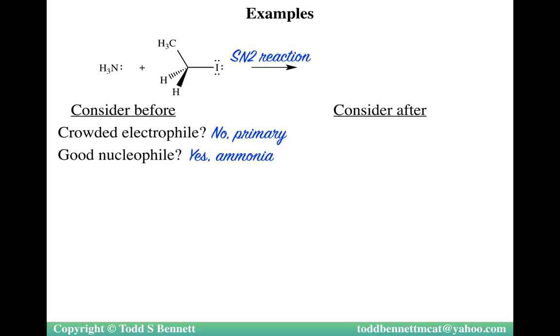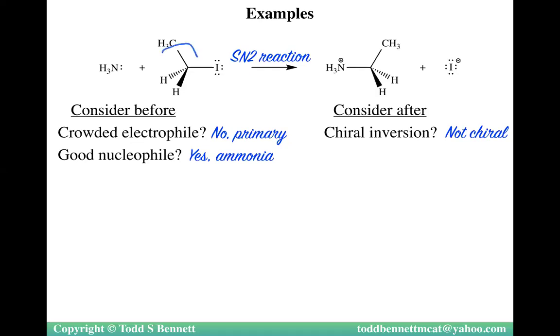Afterwards, inversion. Inversion, yes, but chirality, not chiral. You didn't have an R and S to begin with, so you can't have any chiral inversion. The molecule did invert. These groups did move over so that they were on the left side. Now they're on the right side. But there was no change of chirality. So the molecule inverted on itself, but there was no chiral inversion. There's no chiral center change. Fast or slow? Fast because it's SN2.